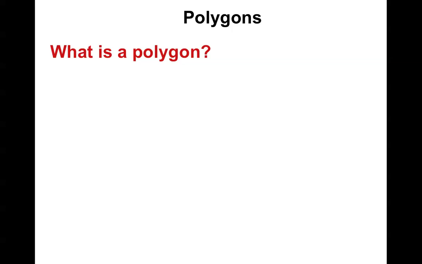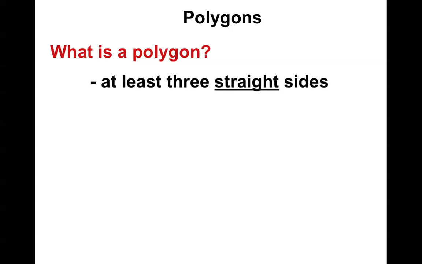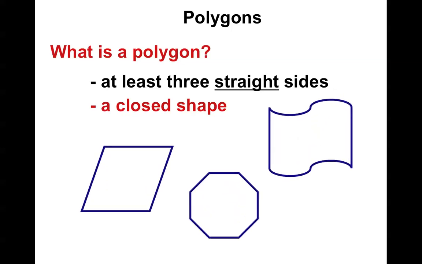So, let's do a little reminder. What is a polygon? It's a shape that has at least 3 straight sides. It has to be closed, which means no open spaces. If you were asking yourself which one of these is not a polygon, hopefully you said this one, because notice it does not have straight sides. All of these are closed, though.